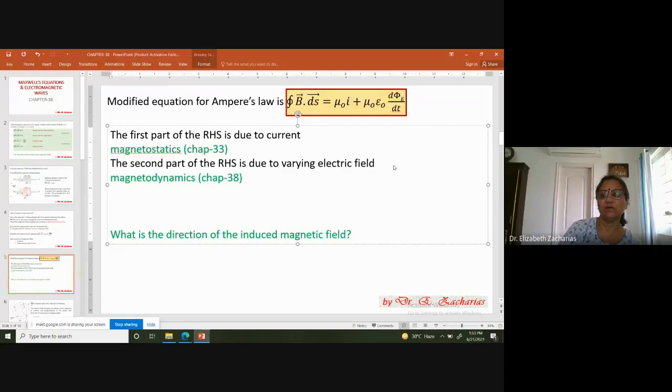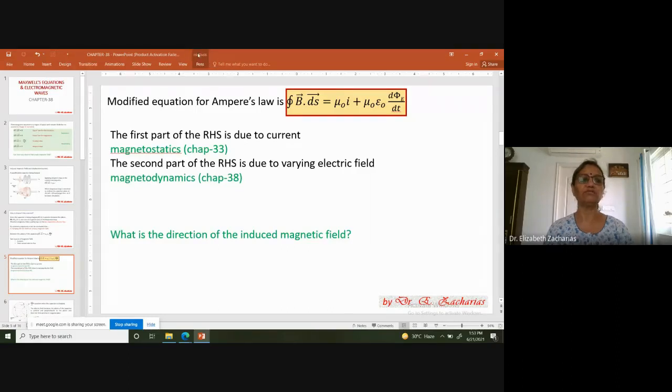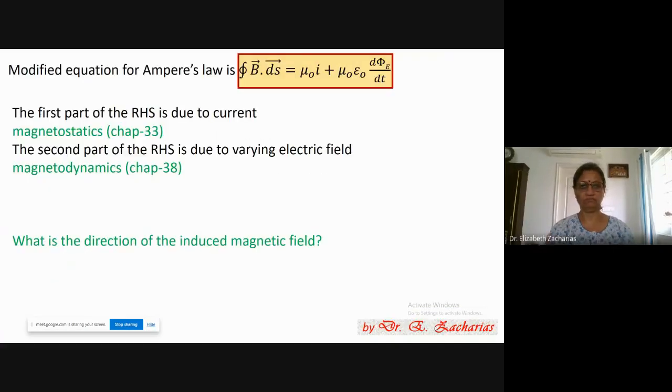Next thing is, if there is a magnetic field between the two plates in space, when you are charging a capacitor, then what is the direction of this magnetic field? Now we are going to introduce a term called the induced magnetic field. We introduce the term induced magnetic field because this magnetic field that we are getting doesn't have current as a source. It came because of a changing electric field. So it's an induced effect. Therefore, this is called an induced magnetic field.